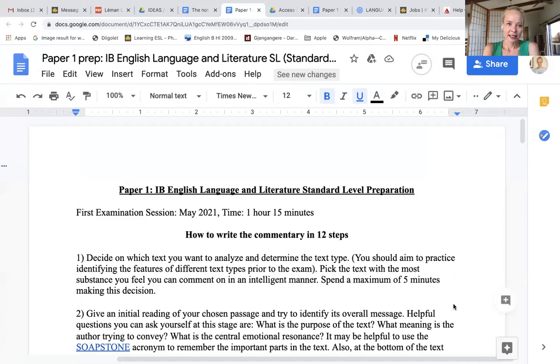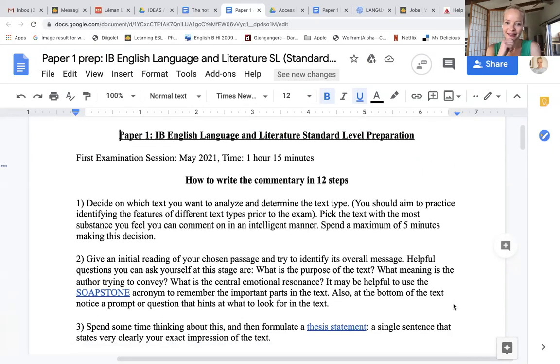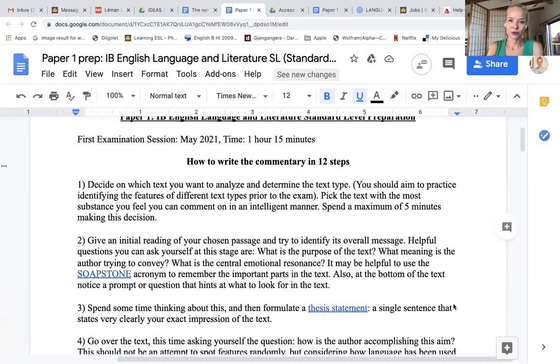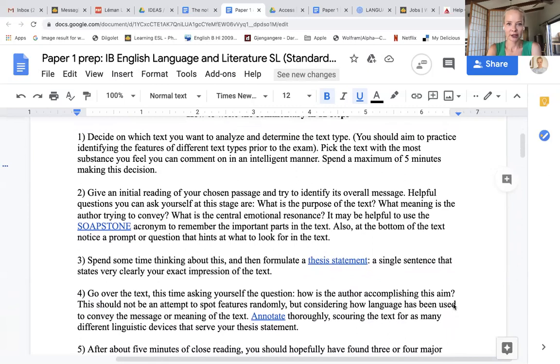So again, this is IB English Language and Literature Paper 1 standard level, and that makes a difference. This is the new examination this year. One of the changes from previous years is that it's 1 hour and 15 minutes instead of an hour and a half. So I've prepared this to take you through the basic steps on how to respond to the text. The first thing you do is decide which text to analyze.